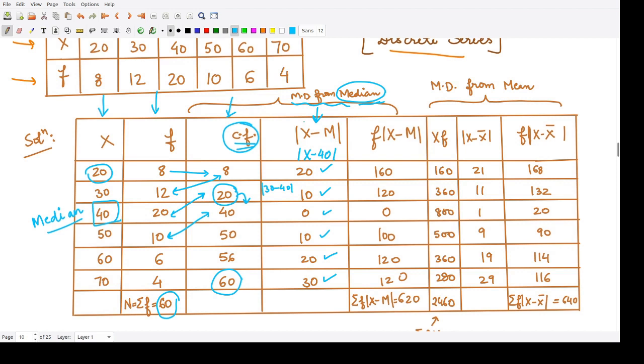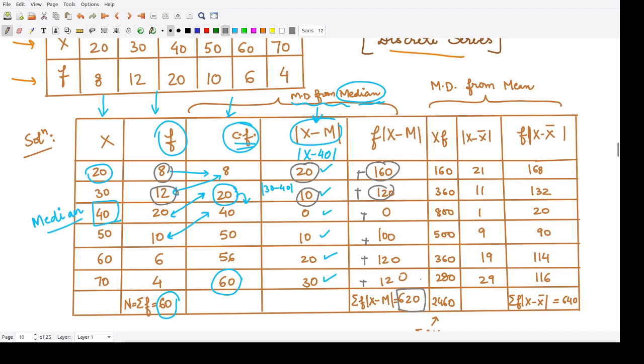Next, we multiply this whole column with the frequency column. So we multiply f and this column. Firstly, we multiply 8 with 20, so we have 160. Then we multiply 12 with 10, we have 120, and so on. So you multiply the corresponding terms, and then for the summation you add up all of this together. When you add up all these quantities, you would have 620 as the answer.